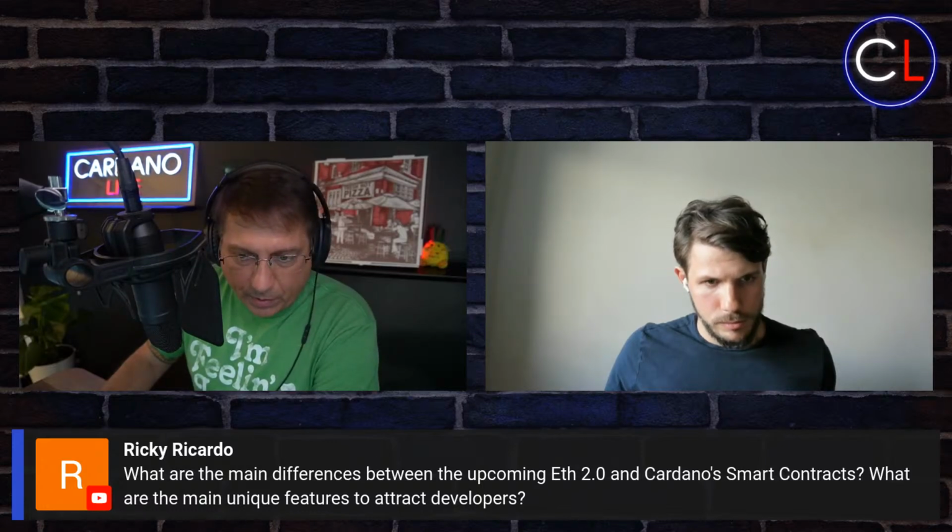And there was another question from Ricky. Thank you, Ricky. What are the main differences between the smart contracts? Okay, that was very similar. What are the main unique features to attract developers? I guess what we could say, to paraphrase Ricky's question, is: on Cardano, what are the main and unique features that would attract developers? Anything you can think of? You already touched on a few.